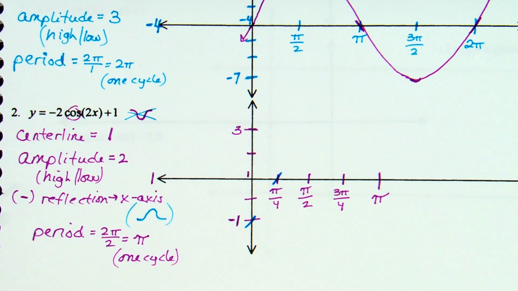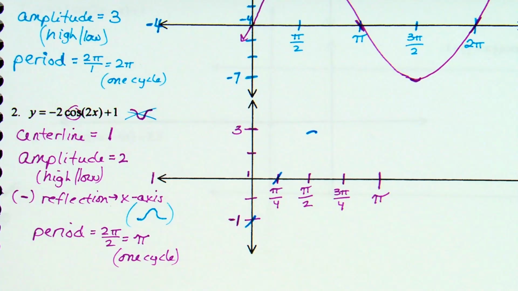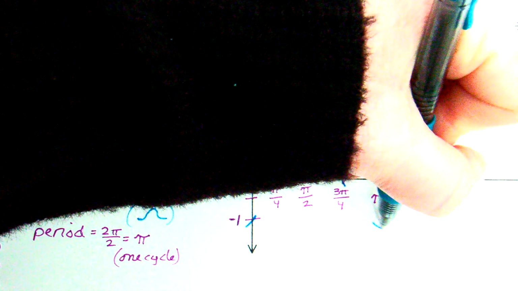Halfway through the graph, what are we going to do? You're going to top out. You're going to max out. That was halfway through the graph. 3/4 of the way through the graph, we're going to cross back through the x-axis. And then at the end of the graph, we're going to have a minimum again. So, do you see how I can connect my points?